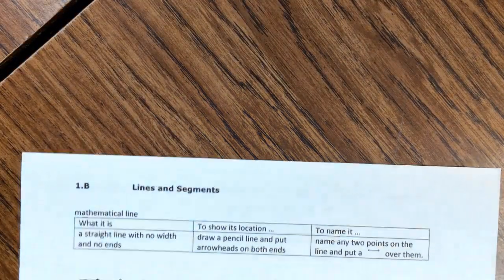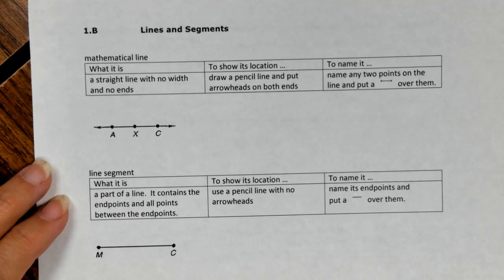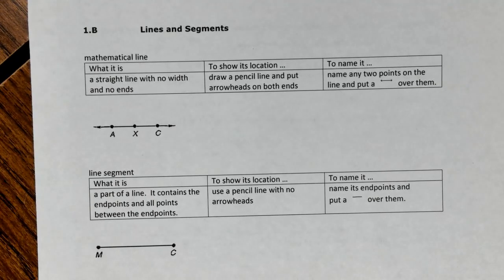Alright, let's take a look at the back. Part B, lines and segments. Okay, so a mathematical line is a straight line with no width and no ends. To show its location, we draw a pencil line and put arrowheads on the ends. And to name it, we name any 2 points on the line and put that line symbol over them. So here's a line, and we're going to write all the ways of naming this line.